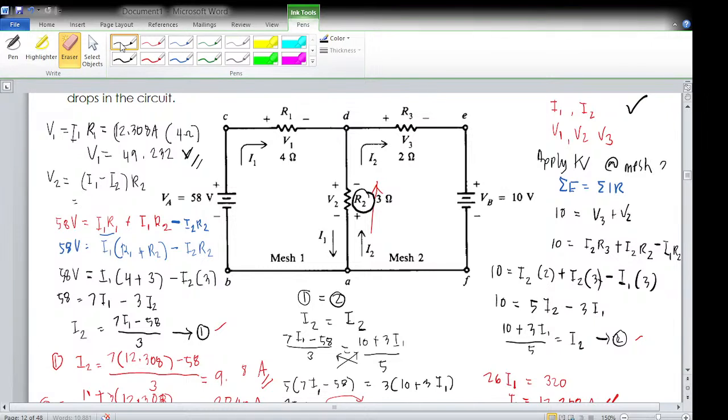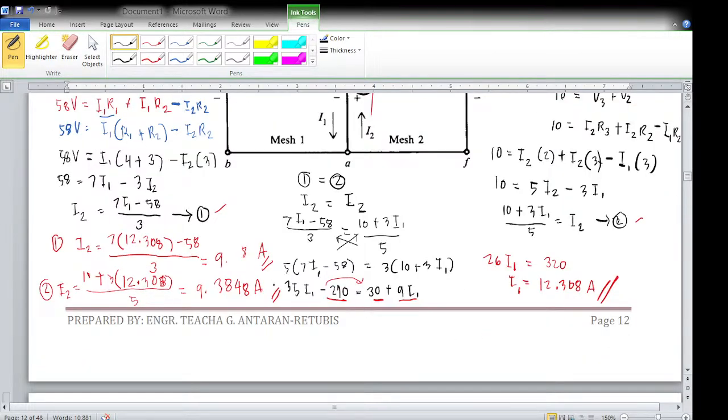So, substituting, our I sub 1 is 12.308. I sub 2 is how much? Ano ko to kanina? Na-erase na. 9.385, ma'am. Okay, 9.385.